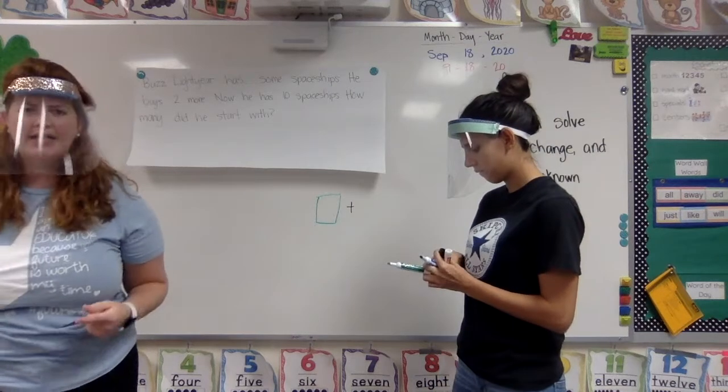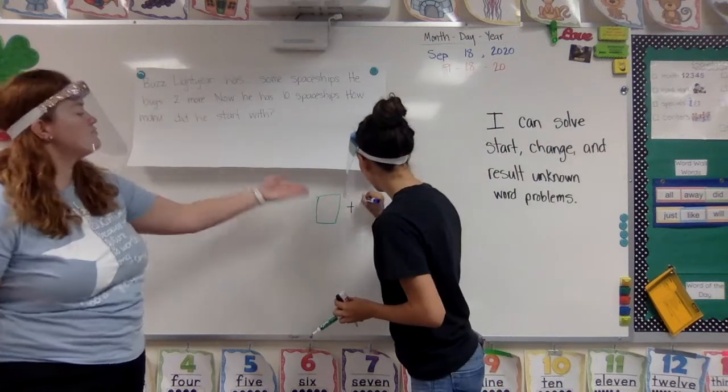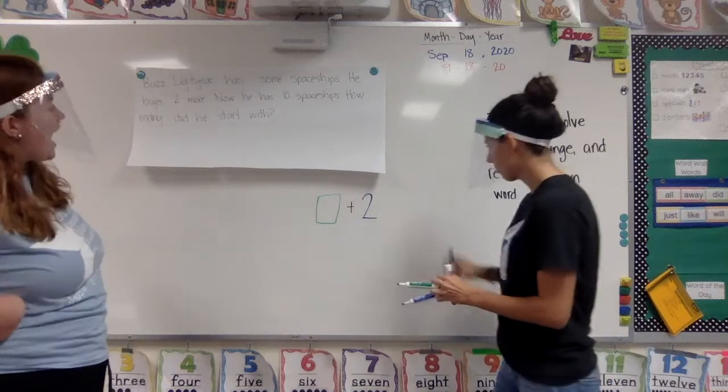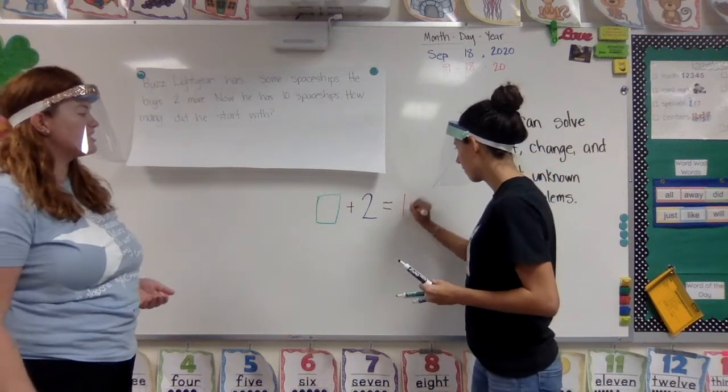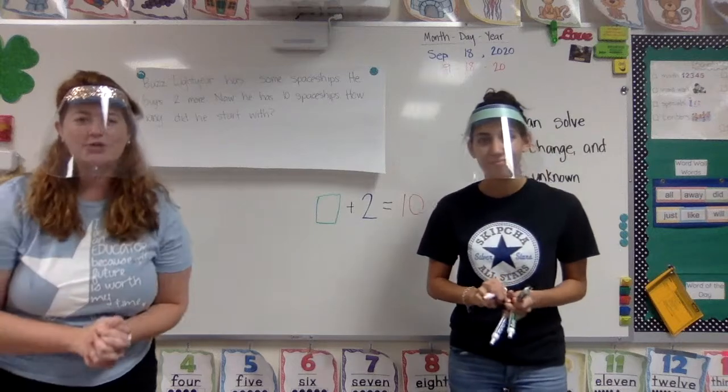So that's going to be plus, and it's 2. He got 2 more, so we're plus 2. Now he has 10 spaceships. So I know that's his result equals 10. All right, let's see how Miss Lestico draws the picture.